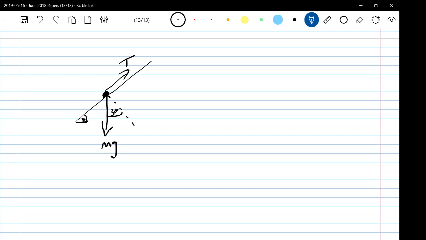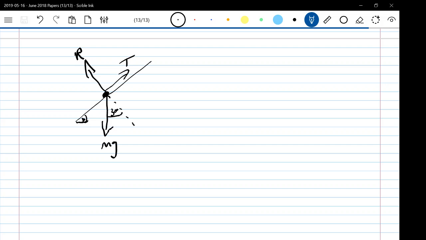I'm not done with my forces yet though. What else have I got to put on here? Normal contact force. I'm going to call it R between the particle and the plane. What else am I going to have? Friction. Now, A is on the point of moving in which direction? Down the plane. So which direction is friction going to be? Up. Good.